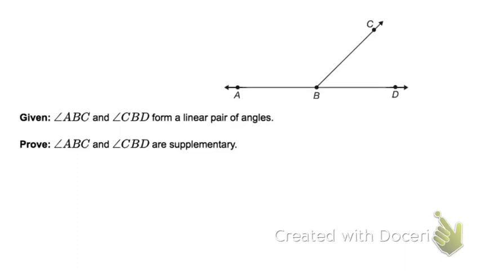All right, we're going to go through this proof, and it says, given that angle ABC, so I'm just going to highlight from A to B to C, they're talking about this angle right here, and CBD, from C to B to D, this angle here, they're saying that they are a linear pair of angles. So given that they are a linear pair of angles, they want us to prove that those two angles, the blue and the green one, are supplementary.